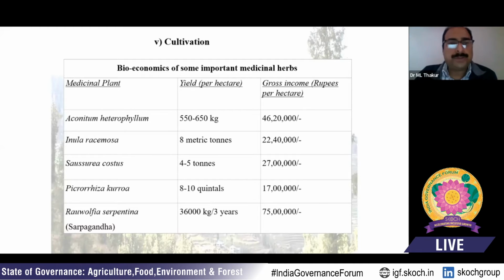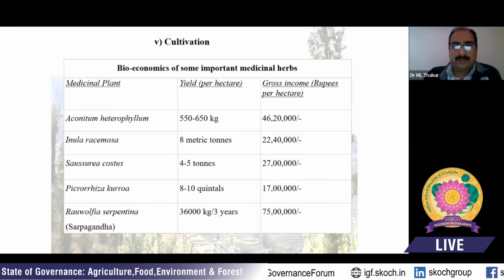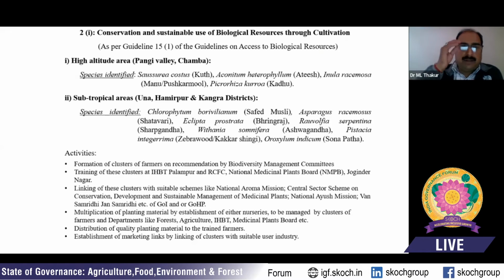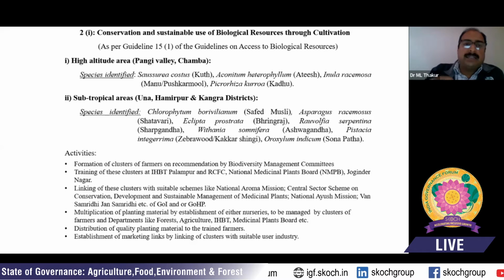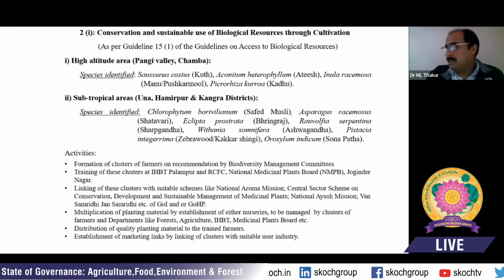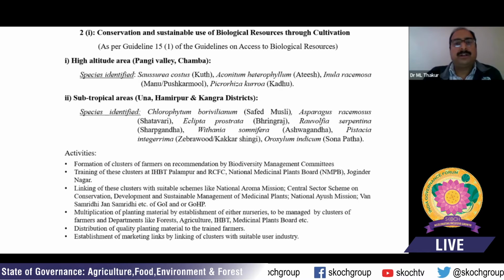There are certain scopes by encouraging the cultivation of some medicinal plants. We are doing work on this aspect also, and some of the species have been targeted. The work on conservation of some high altitude species like Saussurea costus, Aconitum heterophyllum, Inula racemosa, and Picrorhiza kurroa has been started in the Pangi Valley, that is cold desert area, the tribal belt area of Himachal Pradesh, and at the same time we have targeted the subtropical area of Una, Hamirpur, and Kangra also.